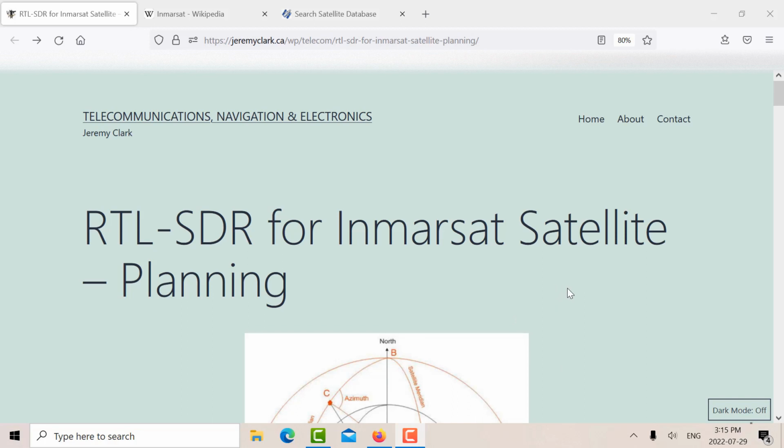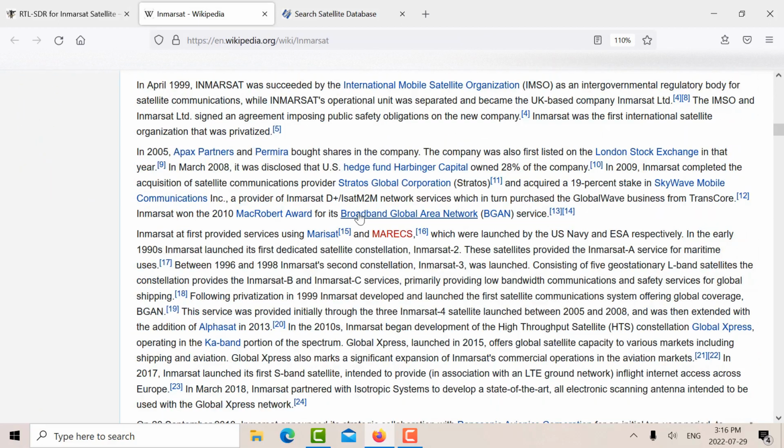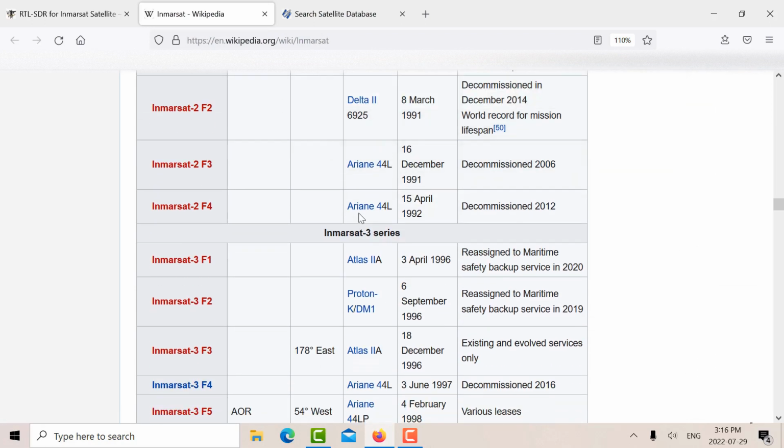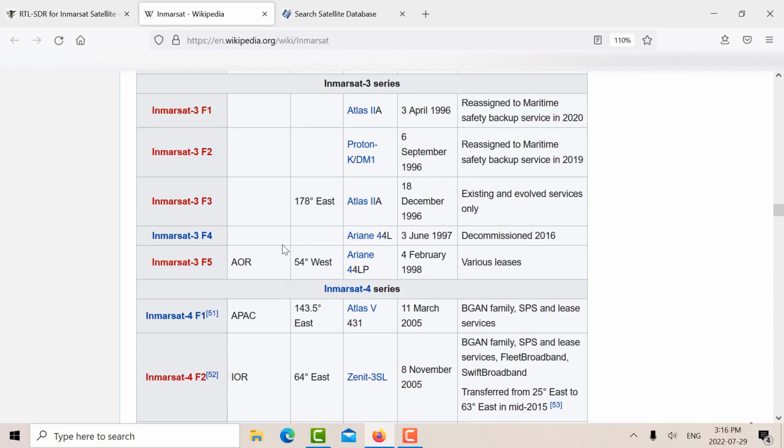So I thought of Inmarsat, and Inmarsat is a geostationary satellite network used to communicate with ships and planes, and also, I guess, for remote locations where there is no cell service. I didn't know all that much about Inmarsat. I know they have a BGAN service, and the BGAN service competes against HF radio, which is kind of my interest. But I looked at the Inmarsat Wikipedia page, and there's all sorts of information there. They also have a list of the various satellites, the various generations. And I guess it's just the 3 series and the 4 series that have the L-band transponders.